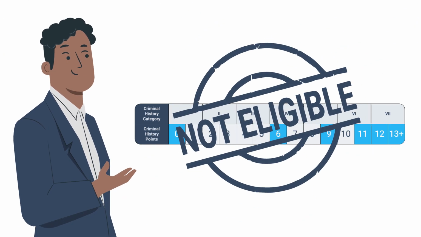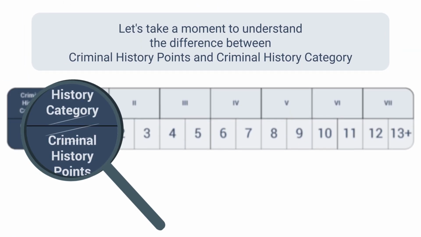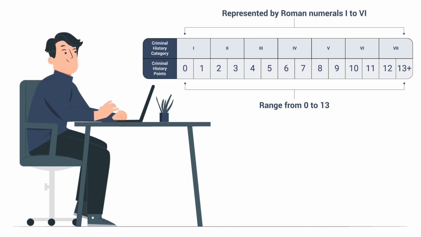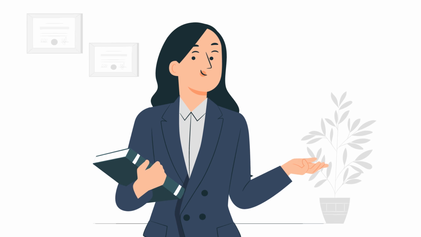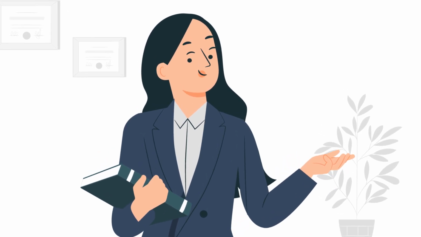are not eligible. Before we move on to Requirement 3, let's take a moment to understand the difference between criminal history points and criminal history category. Criminal history points range from 0 to 13 and are a subdivision of the broader criminal history category, which is represented by Roman numerals 1 to 6. Okay, now that we understand criminal history points, let's discuss our final requirement.